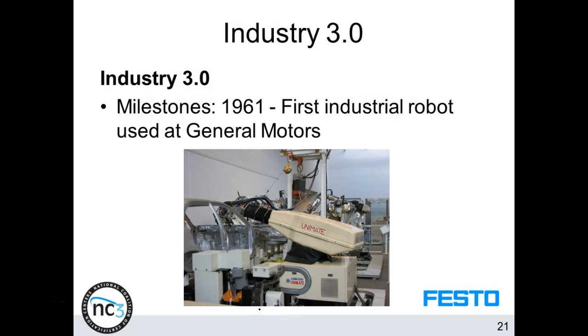Industry 3.0, first robot used at General Motors. It was a Unimate. And this looks like a welding robot. The first robot they actually used was what we call a machine tending robot. It actually just moved parts from machine to machine. So that's basically what this FANUC robot back on the Amtro line does. It's a machine tending robot, and all it does is move between them. We'll go back and look at that in a minute, by the way.